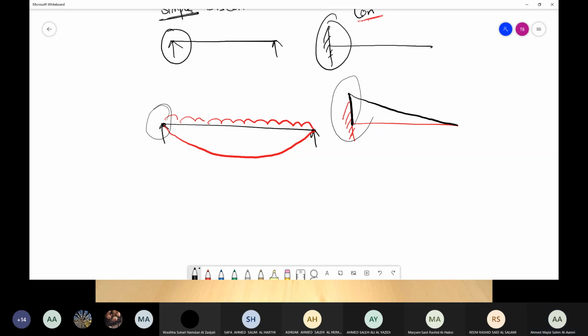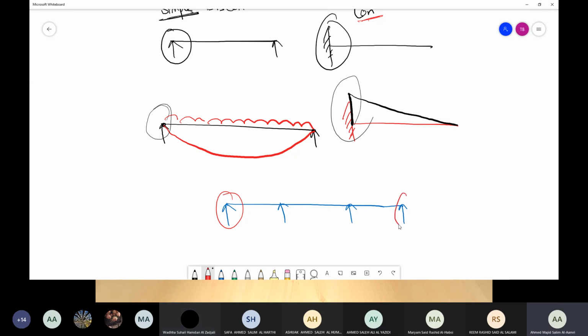Now, if we have an element which is acting in this way, can you tell me this support, is it continuous or discontinuous? Is it connected from both sides or one side only? Discontinuous. From one side or two sides? One side only, so it's going to be discontinuous as we have said.